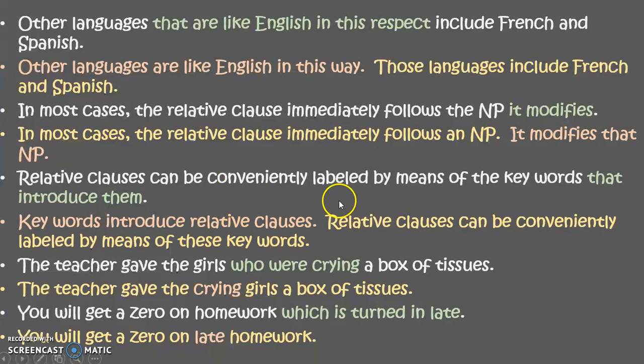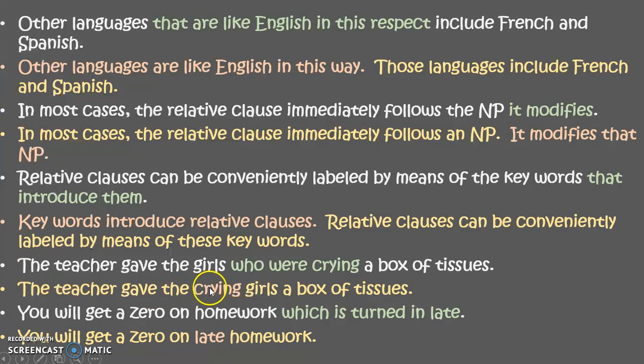And so you can see that same kind of thing happening with this third example. I want to go down to this fourth example. The teacher gave the girls who were crying a box of tissues. Versus, the teacher gave the crying girls a box of tissues. Or maybe you could say, the teacher gave the girls a box of tissues. The girls were crying. You can see how, first of all, this information is closely related, so it makes sense to put it together into one sentence.